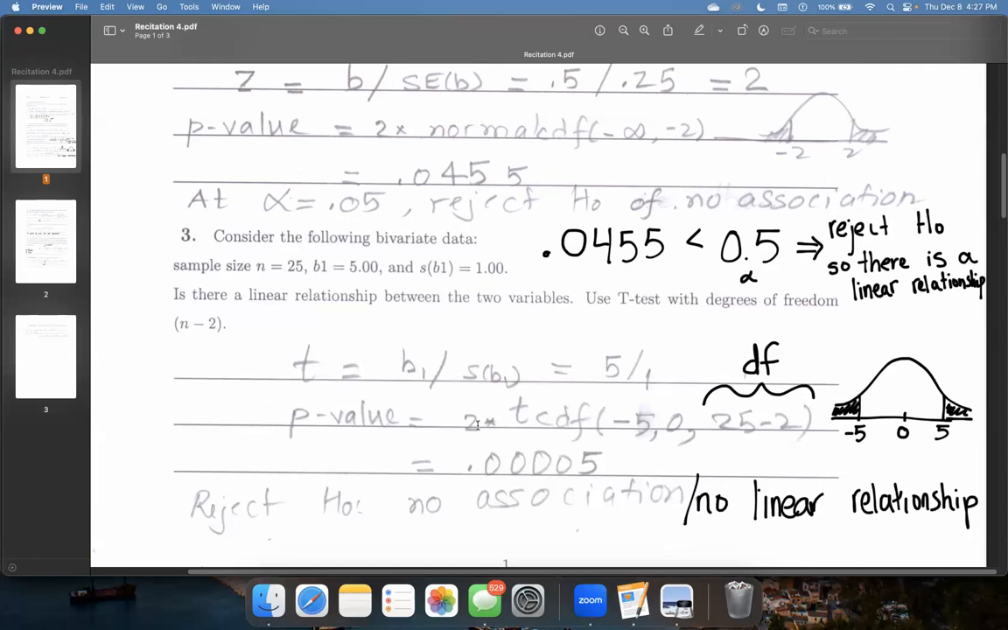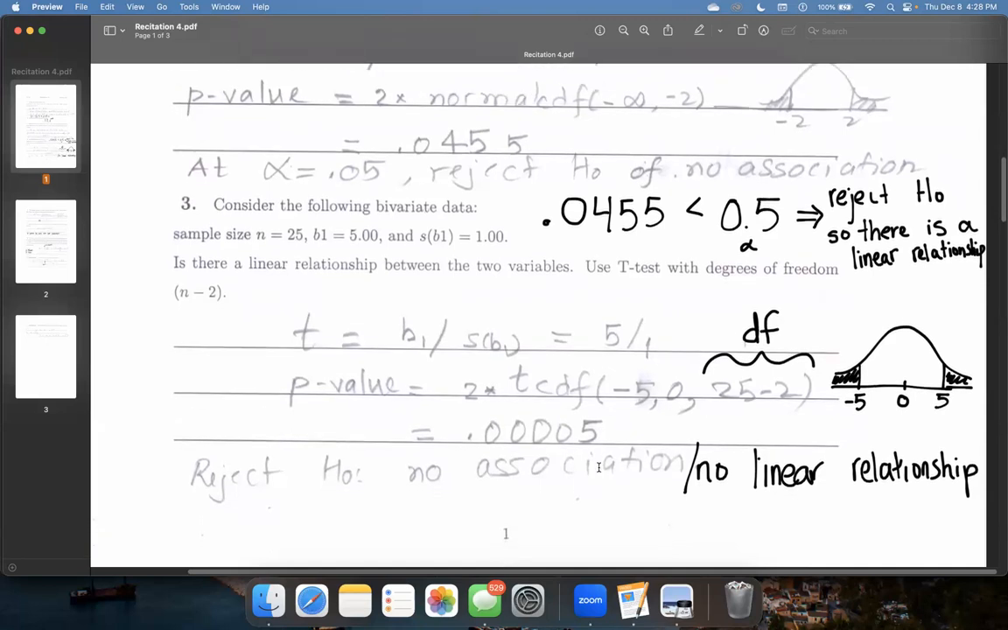Sorry. So we're going to do 2 times t CDF. And so we would have t CDF of -5, 0 is our mean, and then our degrees of freedom, which is 25 minus 2, because we're using n-2 degrees of freedom. So 25, our sample size, minus 2, which is 23. So our p-value is 0.00005. So that's very small.